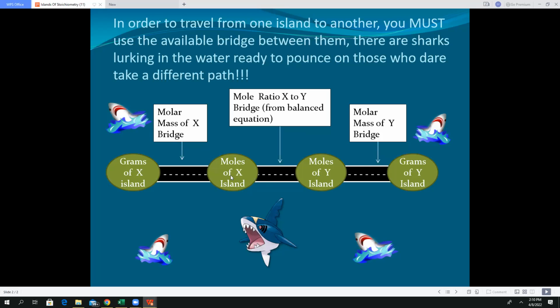Let's say you're in moles of X island, so you already know how many moles you have, but you want to know how many grams of Y you're going to produce. Then you start with moles of X, change it to moles of Y, and this is your connecting road. You see that? The mole ratio of X to Y from the balanced equation, okay? And then from moles of Y to grams of Y, you would use the molar mass of Y.